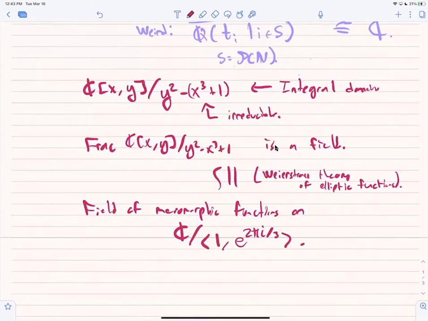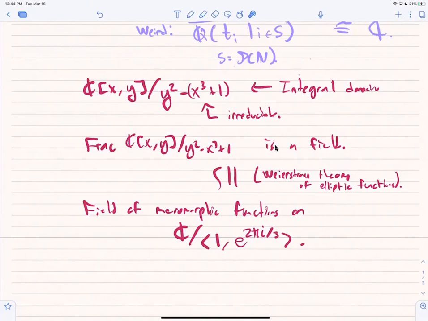This is a compact complex manifold. Obviously you don't need to know the theory of Riemann surfaces or complex analytic manifolds for this class, but the theory of holomorphic and meromorphic functions generalizes to this setting, and you can say what it means to have a meromorphic function here. Of course, meromorphic functions on the complex numbers include the rational functions, but also more than that. So taking meromorphic functions is some sort of analytic generalization of taking rational functions.